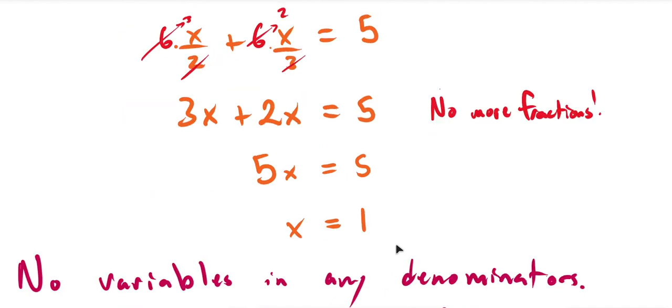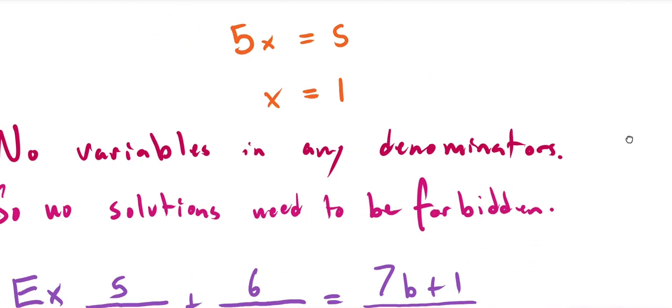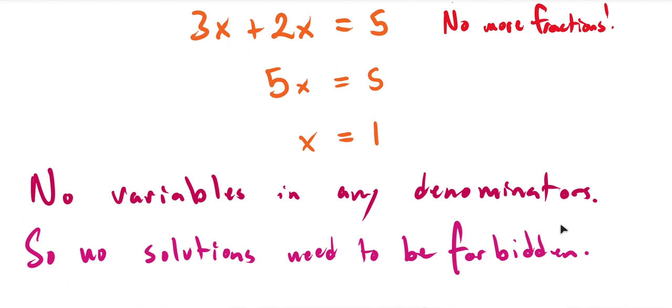Now notice there were no variables in any of the denominators. That means as long as the denominators weren't the number 0, there was no opportunity for them to be 0. So there's nothing left to check here either. The answer x equals 1 must work. That's because without a variable in the denominator, it's real easy to see if any of the denominators are 0. You just look for zeros, right? And if there's no variables in the denominator and none of the denominators are 0, nothing bad could happen. So no solutions are going to be forbidden. There's no restrictions to the domain.